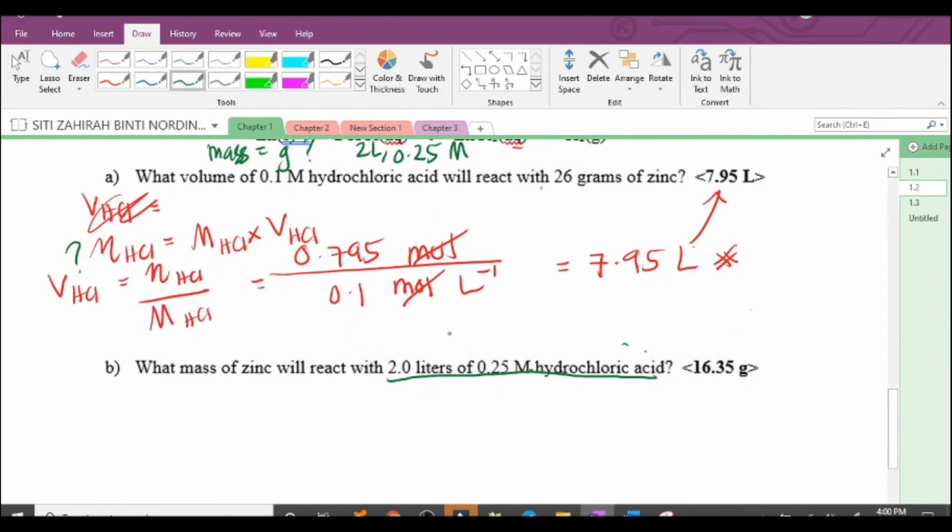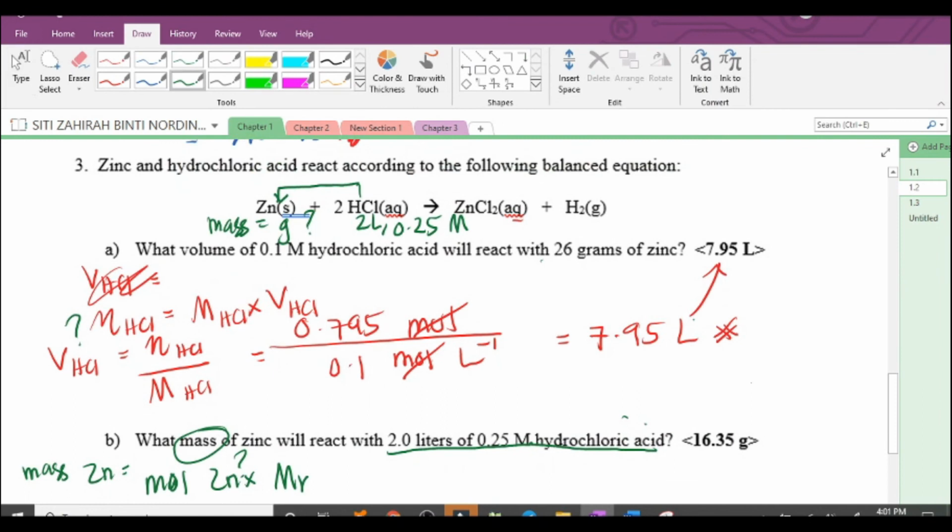Alright, so let's figure out the formula for mass. The mass of zinc would be moles times molar mass. Again, the mass of zinc would be mole of zinc times molar mass of zinc. Do we have the mole of zinc yet? No. So we have to find the mole of zinc first. So you have to compare it to hydrochloric acid.